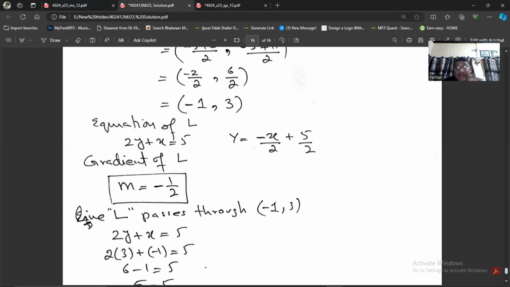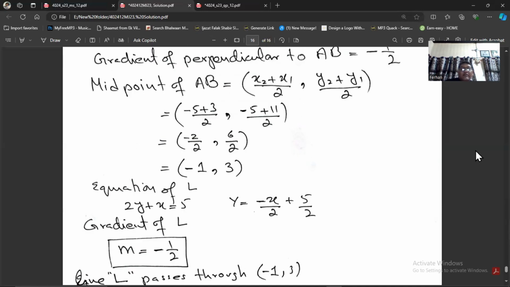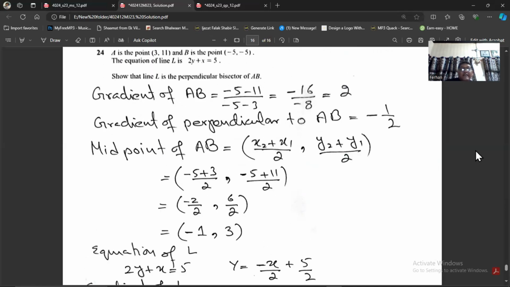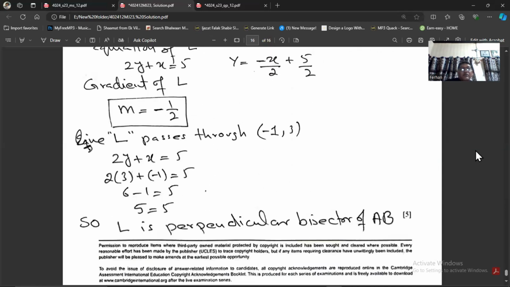The equation of that line L is also given, that is 2y plus x equals 5. So to find its gradient, I will make y alone, so y equals minus x by 2 plus 5 by 2. So the gradient of that line L is minus 1 by 2. You see, the gradient of this line and the gradient of the perpendicular are the same, minus 1 by 2, minus 1 by 2.